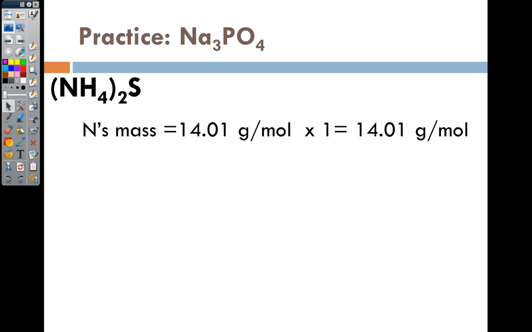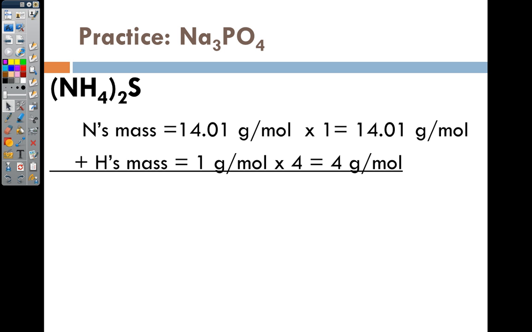How many of them are there in the parentheses, just by itself? 1. How about hydrogen? 4. I know that 1 mole of hydrogen's mass is 1. But because I have 4 of them inside the parentheses, I'm not looking at anything else right now, just the parentheses. I have to multiply by 4. And what do I get? 4. Good. If I add them up, I get the mass of NH4.